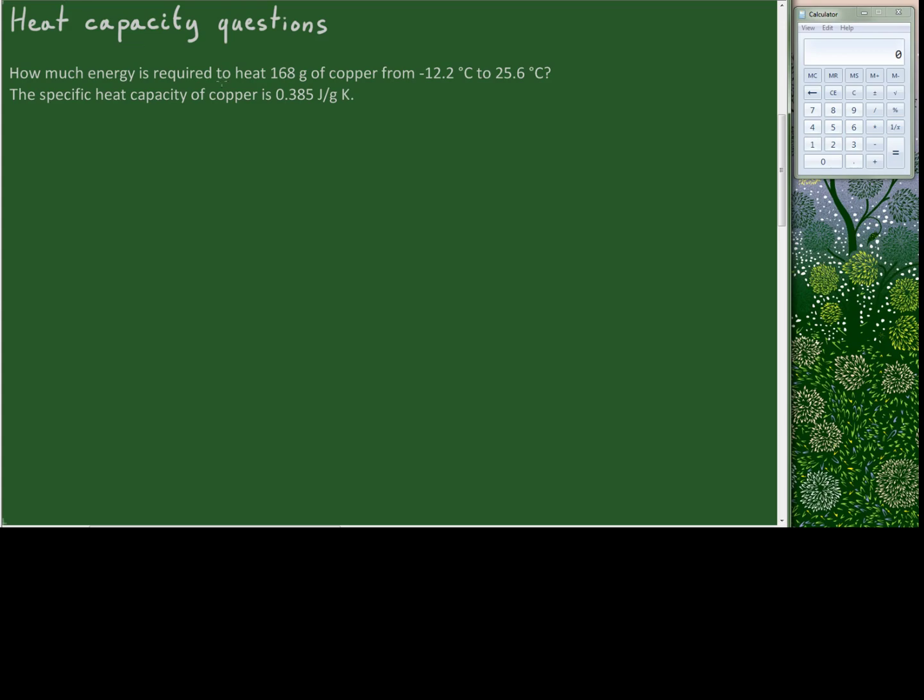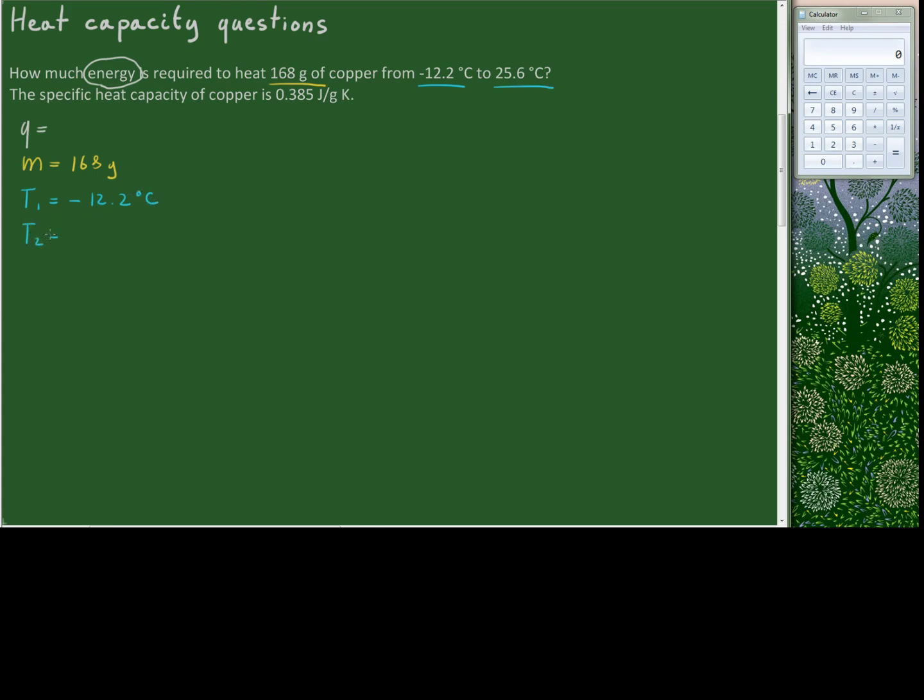A good strategy is always to identify the things that they're asking you to find. So in this particular case, it is energy as heat, so Q. Then identify all the things that they have given you. So we have mass equals 168 grams of copper. We are also given T initial and T final, or T1 and T2 if you like. So T1, T initial, is minus 12.2 degrees Celsius.